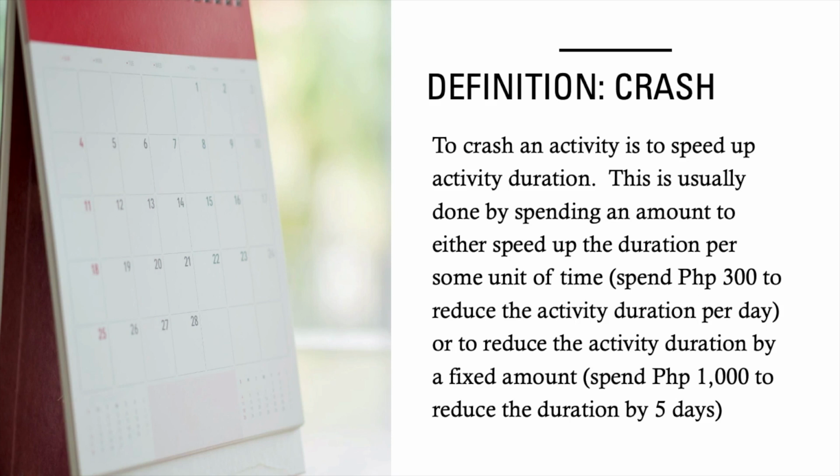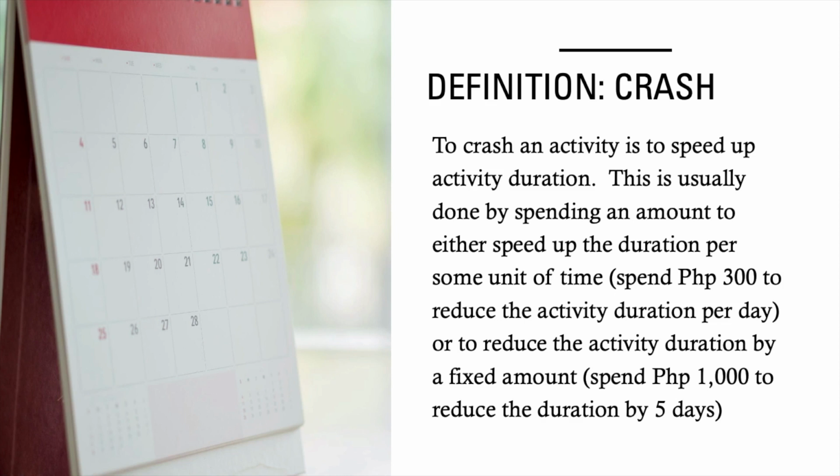This is usually done by spending an amount to either speed up the duration per some unit of time. So, for example, you may spend 300 pesos to reduce the activity duration per day, or you can also reduce the activity duration by a fixed amount of time. For example, you can spend 1,000 pesos to reduce the duration by 5 days.